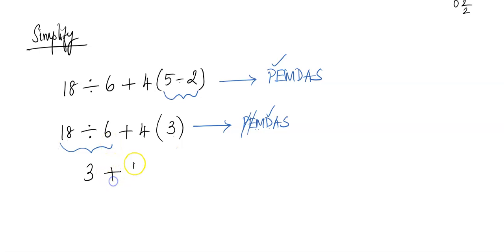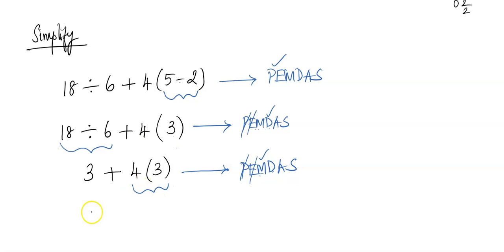So 3 plus 4 parentheses 3. So do PEMDAS again. Remember, it's iterative. Once again, this P is not considered as parentheses but as multiplication. So no exponent. And then from left to right, M and D, there's only an M, no division here. So we do this next. So that's going to be 3 plus 12.